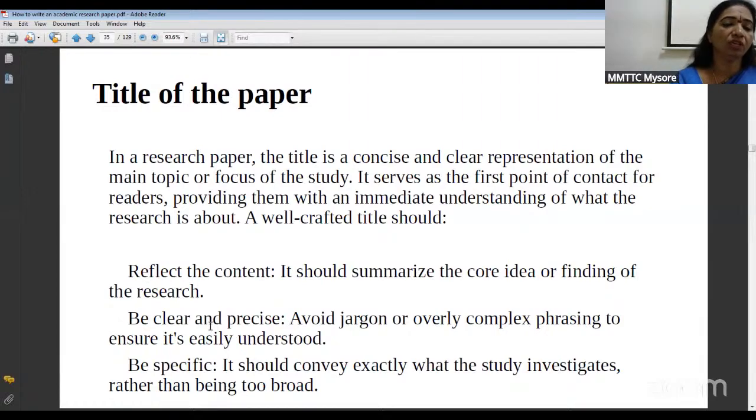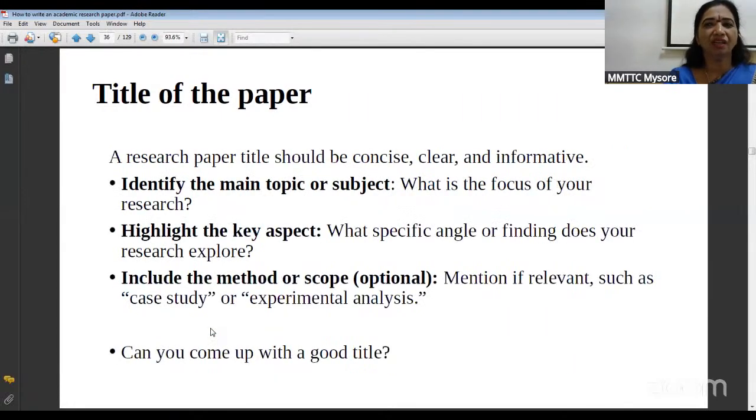Otherwise, people are going to get confused and they will say, oh, this is very complicated or some confusing title. So let me not read that paper. So why should they read? If they read, then only your work is going to reach, right? If they read, then only they are going to give citations, right? So that is why the title of the paper is very, very important.